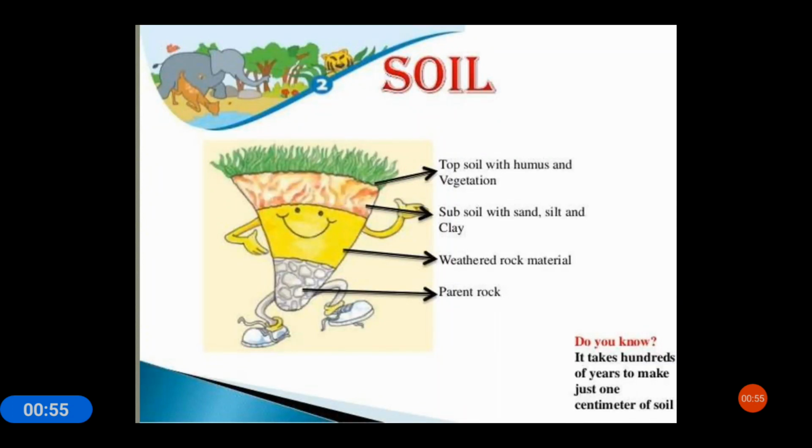Next, let us see the soil profile. You can see at the top, soil with humus and vegetation. What do you mean by humus? Part of soil which consists of dead plants that have begun to decay. Next layer you can see subsoil with sand, silt and clay. Next, weathered rock material. And the last, at the base, is parent rock. Do you know it takes hundreds of years to make just 1 centimeter of soil?